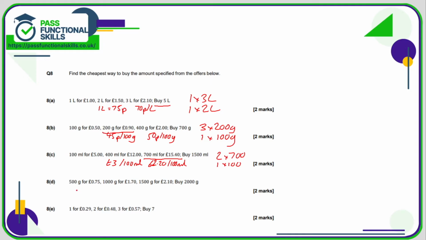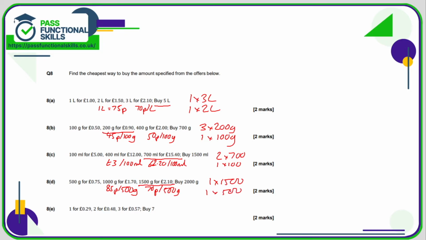For D, I'm going to just work out the price per 500 grams. So 500 grams is 75p. Here, this is going to work out as 85 pence per 500 grams. And this is going to work out as £2.10 divided by 3, because 3 500s make 1500, so that's going to work out as 70 pence per 500 grams. So the best value is the 1500 grams for £2.10. So if you want to buy 2000 grams, then that's going to be 1 lot of 1500 and 1 lot of 500.